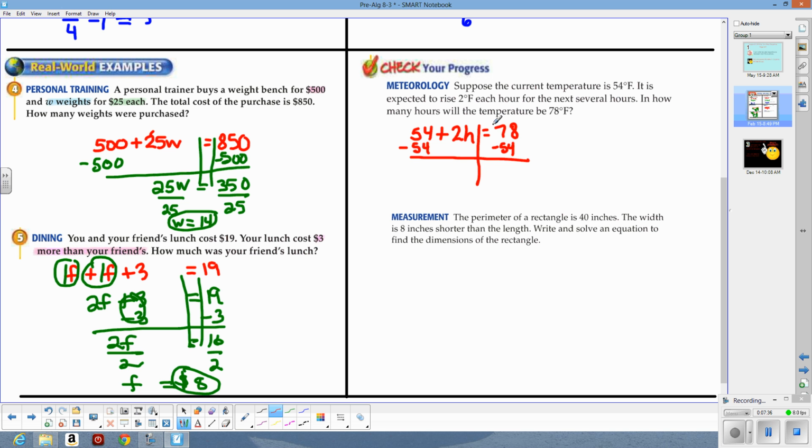So we end up with 2h equals 24. Then divide by 2, because to undo 2 times h, you're going to divide by 2. And you end up with 1h equals 12. So it's going to take 12 hours for the temperature to reach 78 degrees.